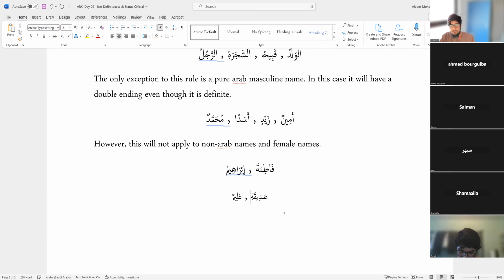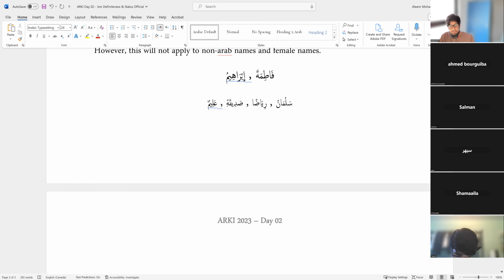Yeah, okay. As you guys said, Sadiqa is a female name, so therefore it's going to be single, not double. It won't have the tanween. What if I said Riyadh? Would it be Riyadhu or Riyadhun, double or single? Yeah, good stuff, guys. Riyadhun will be double because it's a pure Arab name. And then Salman: will it be Salmanu or Salmanun? Yeah, Salmanu. It's Salman al-Farisi. He was a Persian and it got adapted into Arabic. Good stuff.